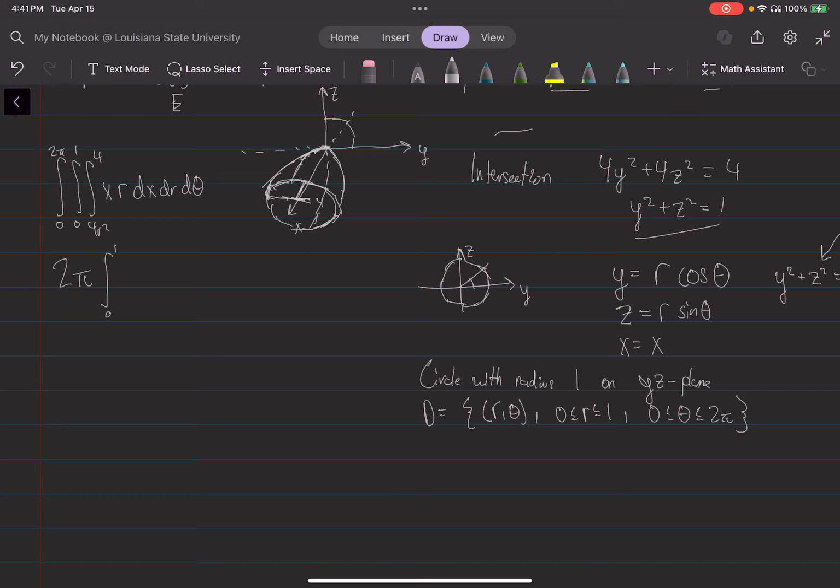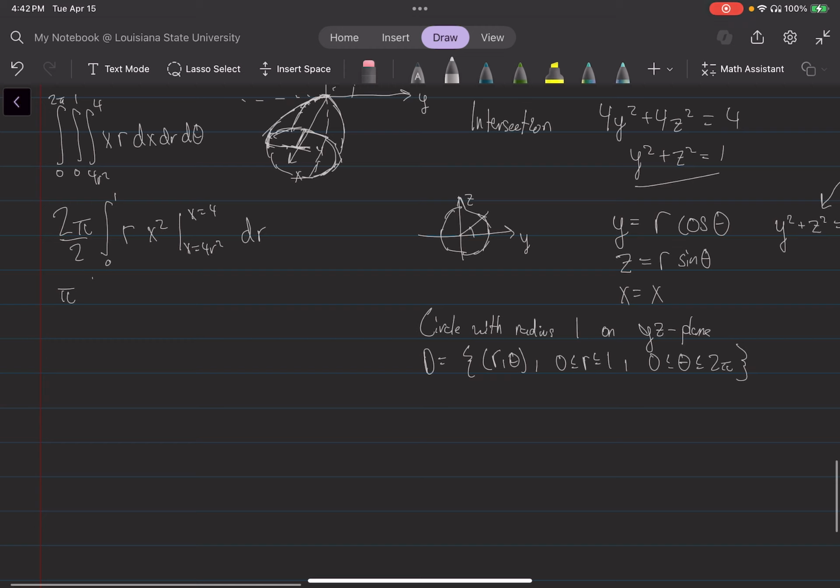The r is a constant multiple in this inner function, so we could factor it out, and now we use the general power rule for evaluating this integral. So x raised to the second power divided by 2, and we can factor out that constant multiple. Then x is ranging from 4r squared to 4, dr. Then we evaluate this integral, so we have 4 squared minus 4r squared, dr.